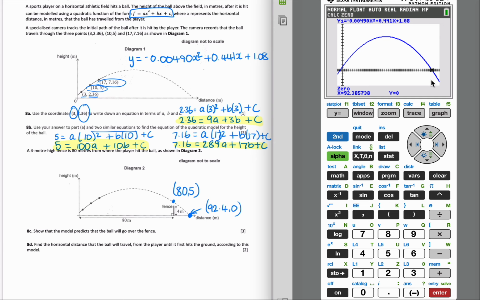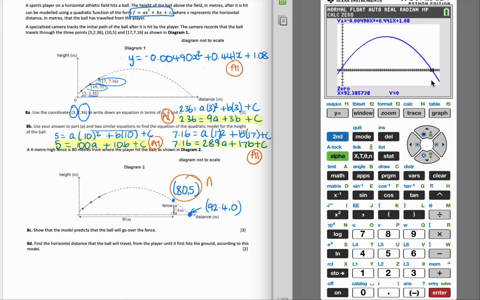So in terms of the marks for this question, there is one for either of the forms for the first equation. There is one each for the two equations that you found, and then one for the final answer of the equation. And then at the end here, you needed to show that it goes over the fence. So you can either substitute the value in, or showing this coordinate here actually gets you 2 marks, one for the X and one for the Y. And then there is also a reasoning mark for explaining that you know it still goes over the fence and why. And then the last one is that the ball hit at 92.4.